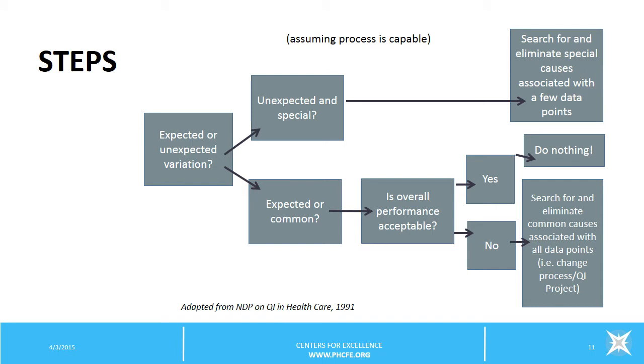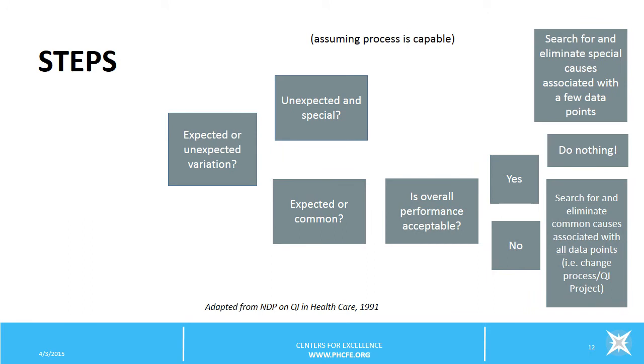This is a simple decision tree that helps to guide our action based on the type of variation that we see. Acting on variation appropriately, meaning according to the type of variation we see, will help ensure ongoing process stability. And of course, taking action on a variation assumes that your process is capable of meeting customer needs. We'll talk about this further. Let's walk through it.